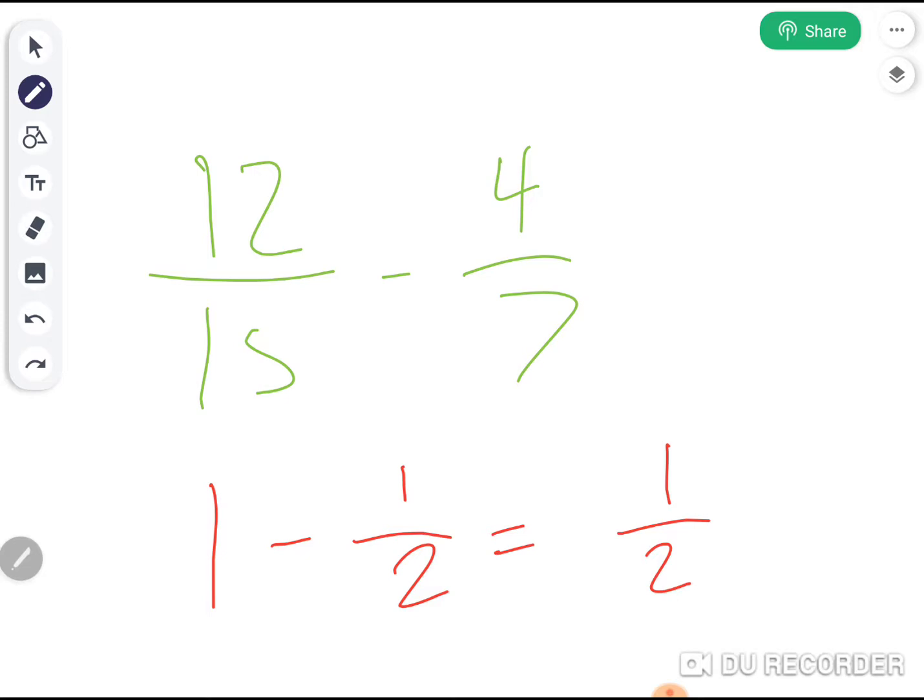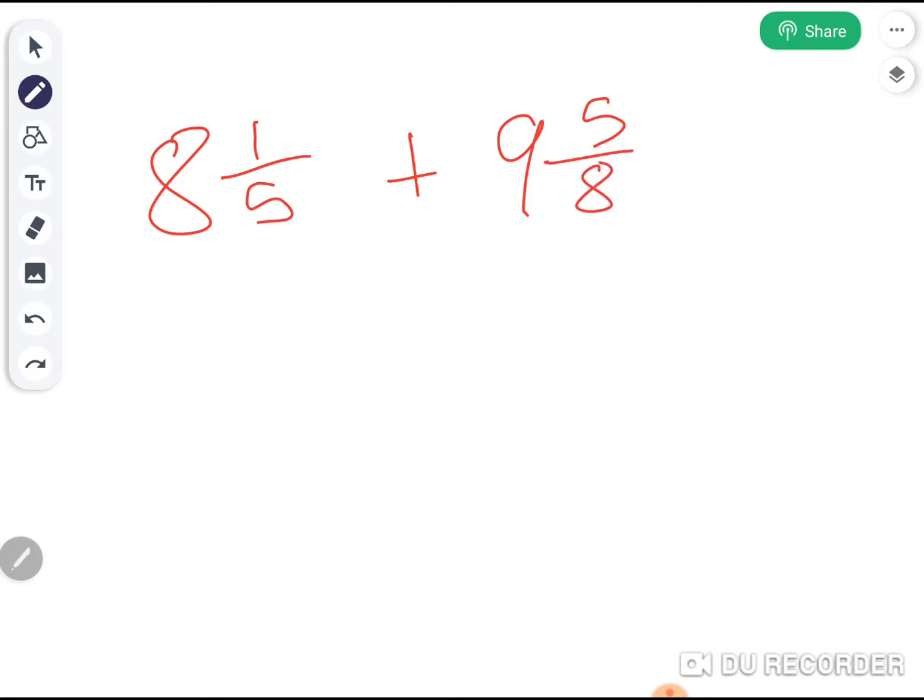We can also do these same estimates when it comes to mixed numbers. To estimate the sum or difference of mixed numbers, we can round each mixed number to the nearest whole number and then add or subtract. For example, if we have 8 and 1/5 added to 9 and 5/8, 8 and 1/5 would definitely round down to 8. And for 9 and 5/8, we know that 5/8 is greater than 1/2, so it would round up to 10. Our estimate would be 8 plus 10, which is 18.